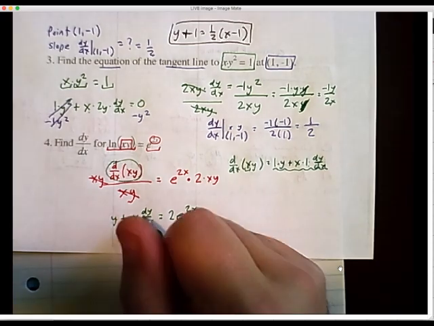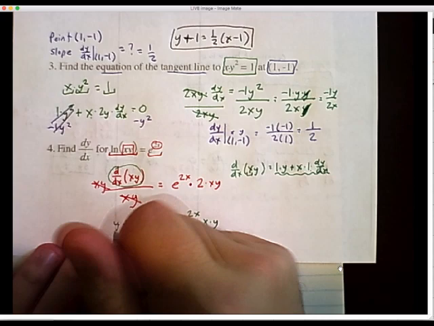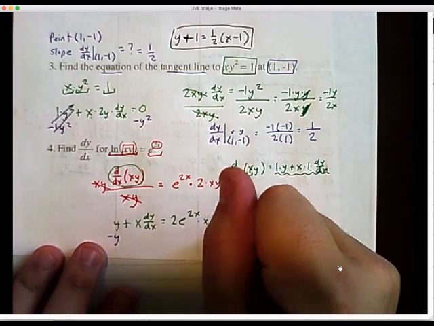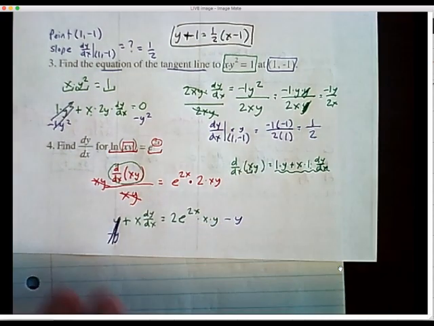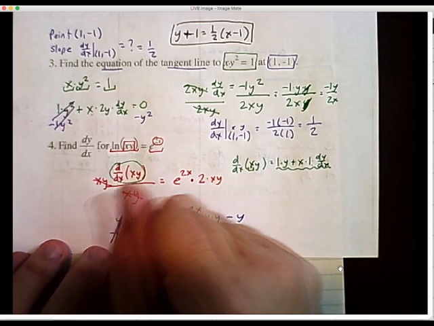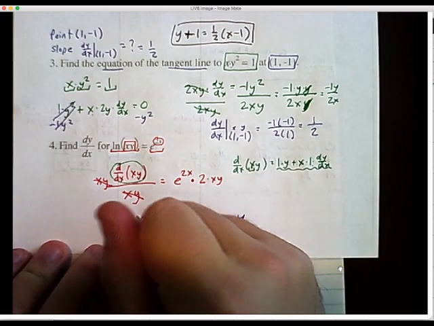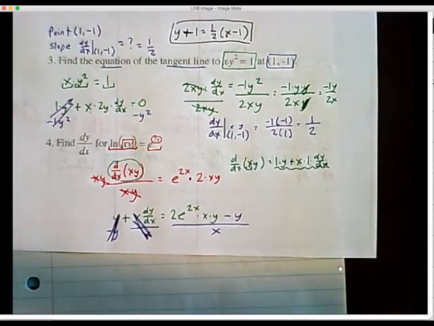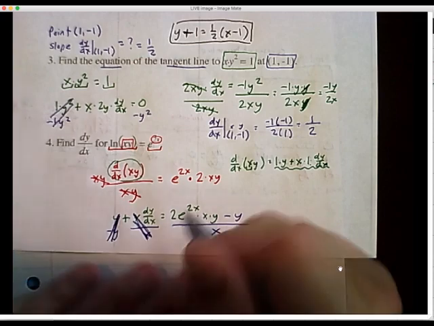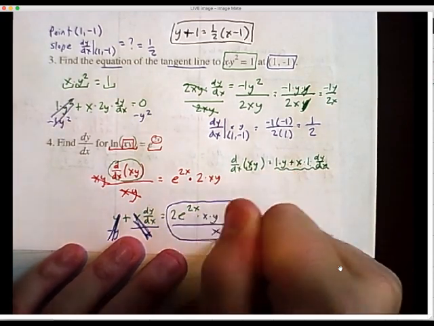Now, my goal was to get dy over dx by itself. So I could subtract y from both sides. That would eliminate that. Then I can divide through by x. And that gets that to cancel out. So here is actually the derivative of that.